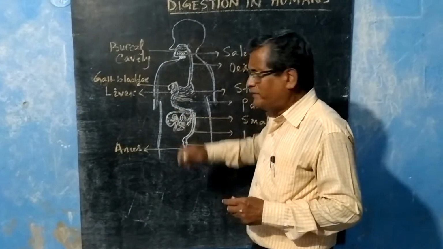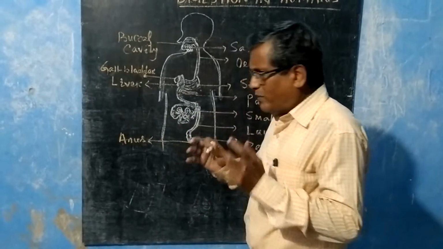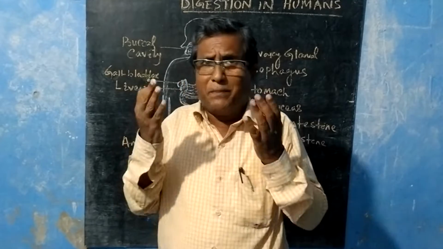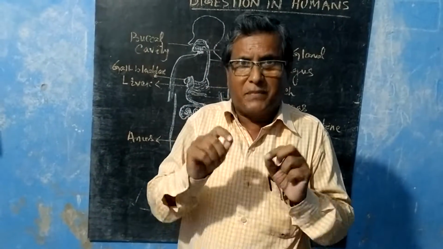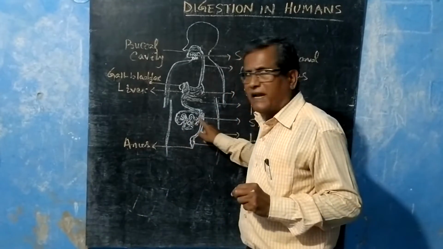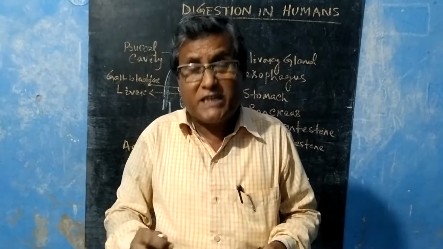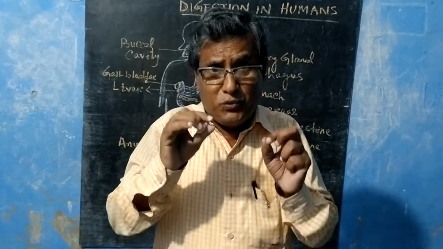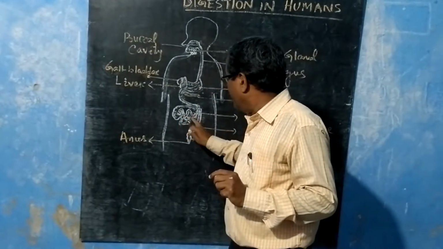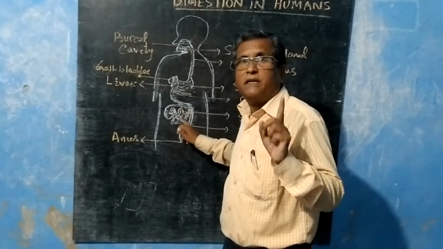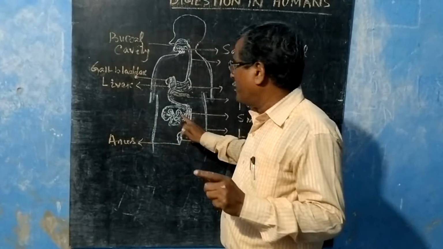Then the digested food, which is called simplified food, is absorbed by the inner wall of the small intestine, and this process is called absorption. These simplified food particles are absorbed by the inner wall of the small intestine. So the complete digestion and absorption take place in the small intestine.